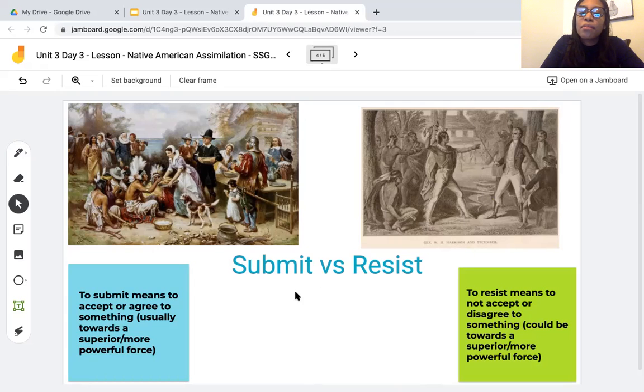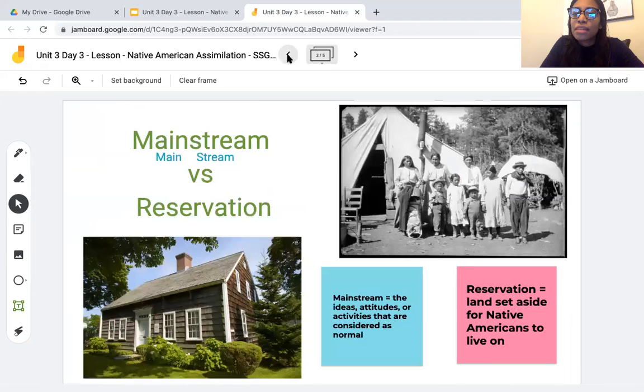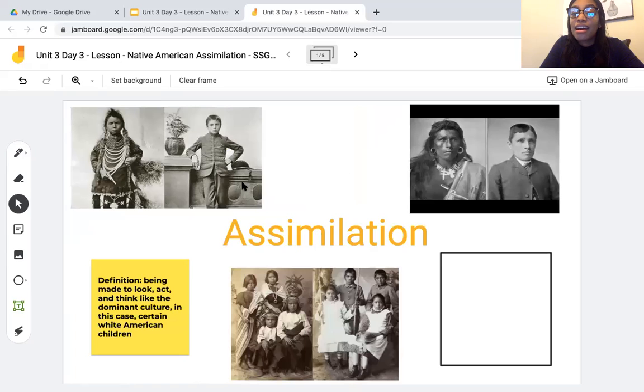And when we think about the concept of assimilation, this word that we must know for this lesson, is assimilation submitting or resisting? Some of you are saying submitting. Why is assimilation submitting? Submitting to white American culture. Very good. Very good.